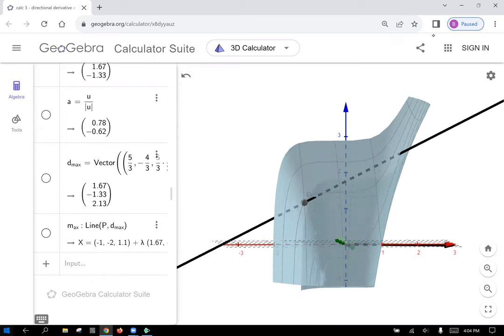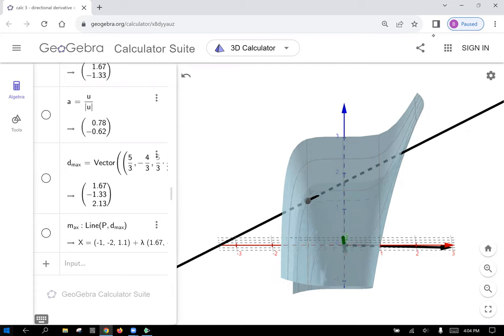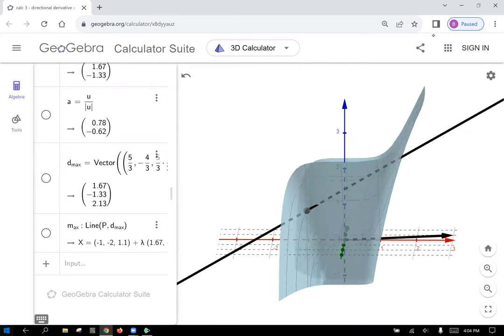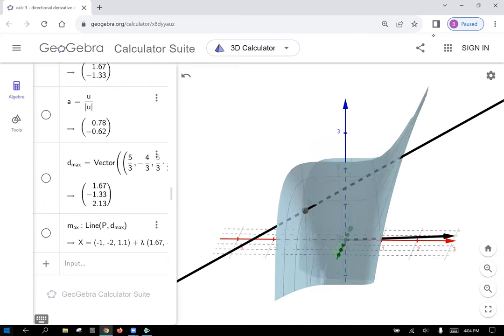Now we've got the x direction pointing off to the right. A little bit, you'll have to imagine it's perfect there. But I look at that line and say, sure, it looks like it has a slightly greater than 1 slope. All right, back to the slides.